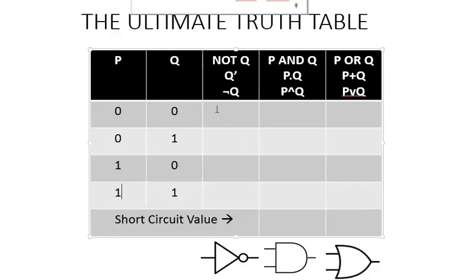Talking about not q. If I'm looking at q, remember what not does: it simply toggles the state of all the variables. So zeros become ones and ones become zeros.